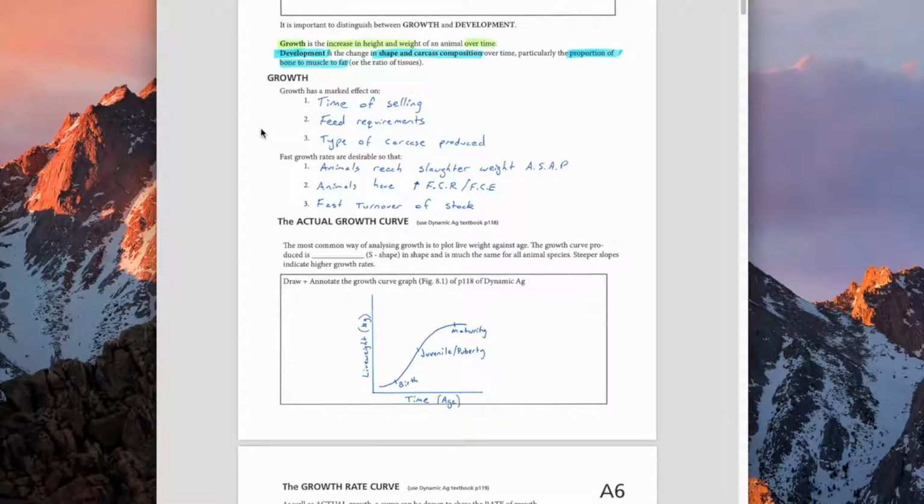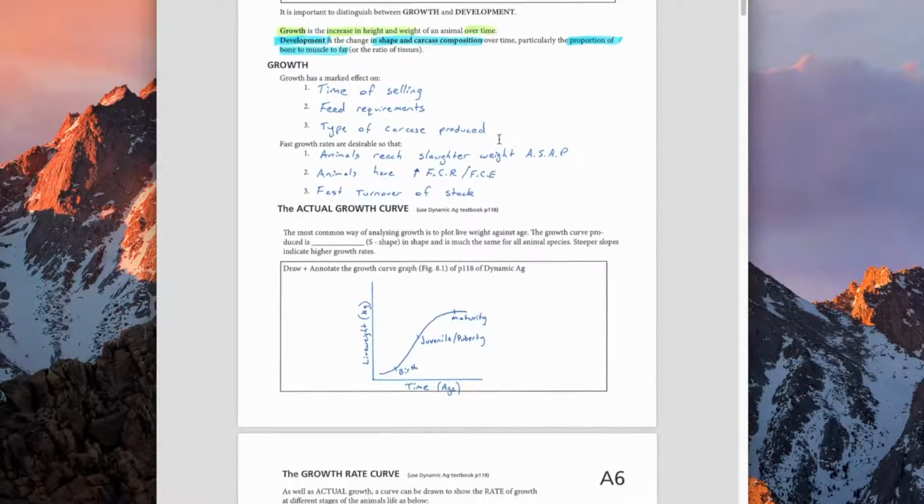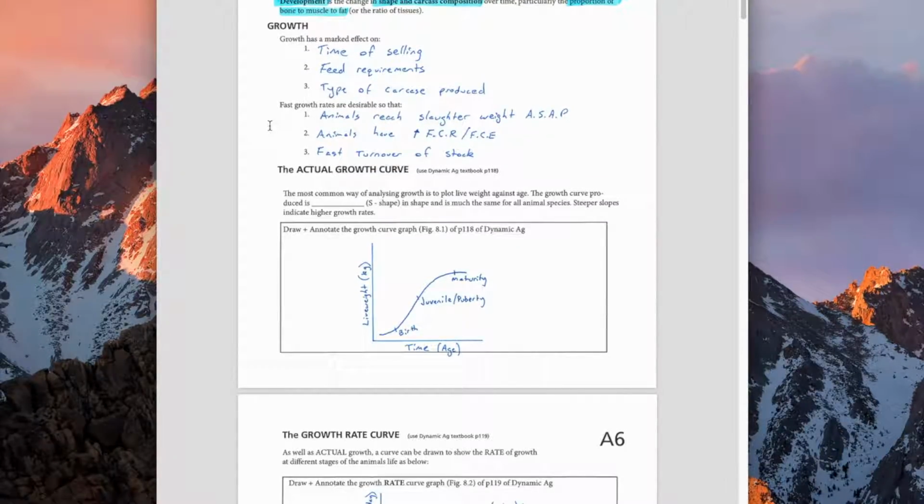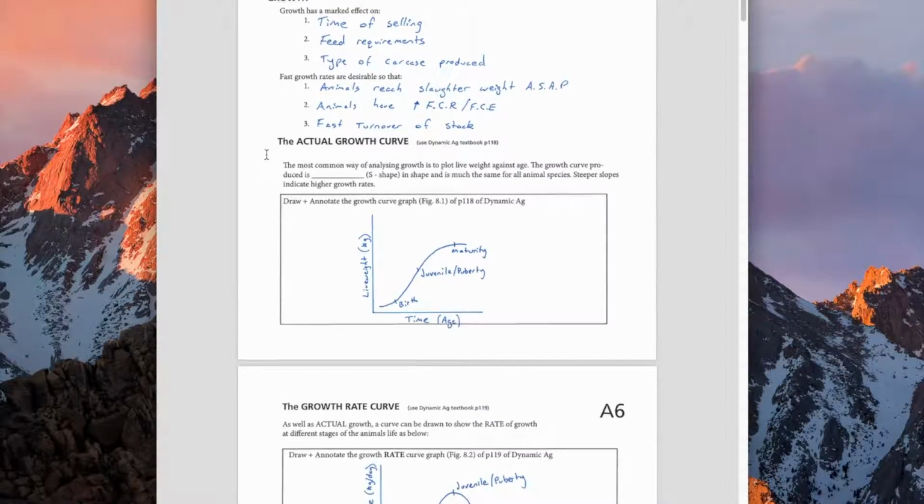So what does growth affect? Well, it affects the time that you sell the animal, how long you need to grow it for. It affects the feed requirements and also the type of carcass produced. Next, fast growth rates are desirable so that animals reach slaughter weight as soon as possible. Animals have a higher food conversion ratio, leading to their fast growth rates, which means they don't cost you as much to grow if they're more efficient. And lastly, fast turnover of stock, so you can get more stock in to grow.